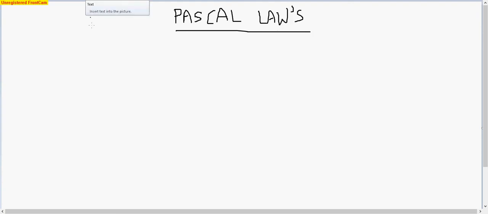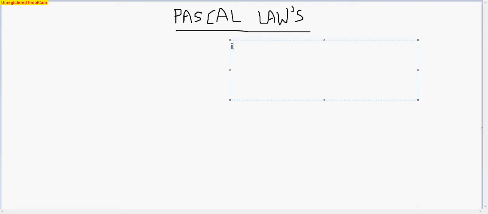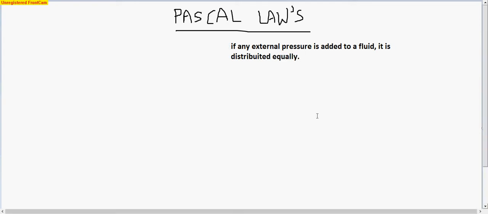If I read Pascal's law right now: if any external pressure is added to a fluid, it is distributed throughout the fluid equally. I'll write that down. If any external pressure is added to a fluid, it is distributed equally. So that is Pascal's law.